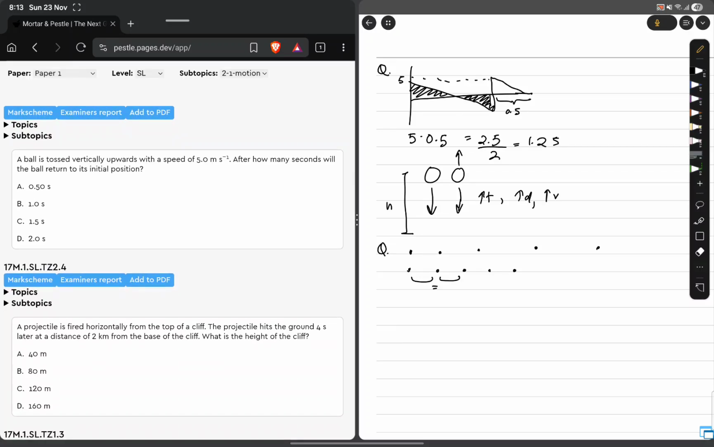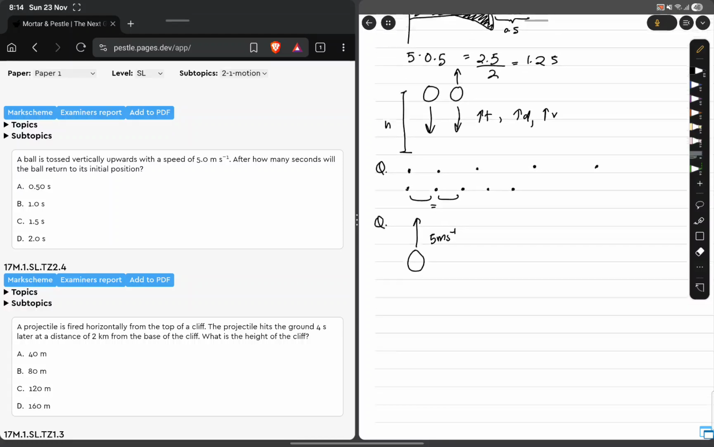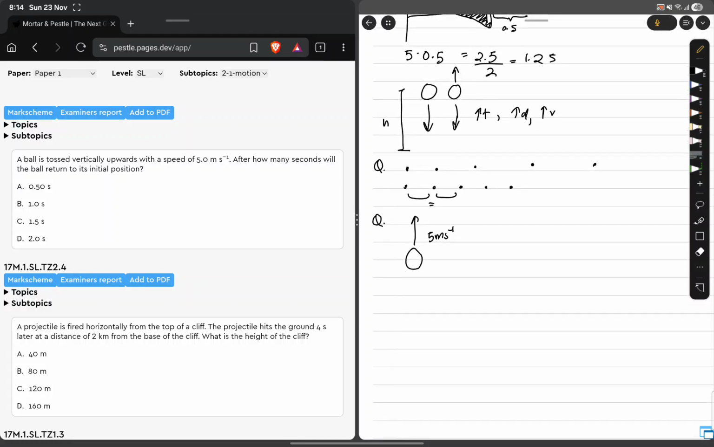Alright, a ball is tossed vertically upward with a speed of 5 meters per second. After how many seconds will the ball return to its original position? Well, when it falls down. So from this question, although we're given only one quantity, we're actually given many. We can assume many. Acceleration is gravity, which is 9.81. U is 0 because it's from rest.